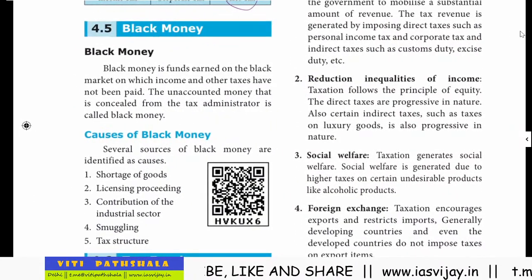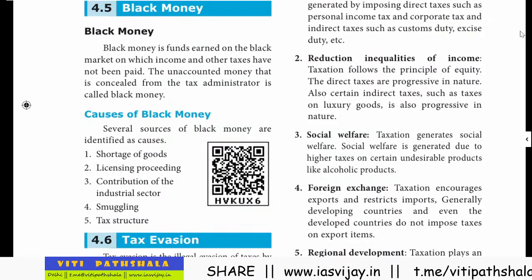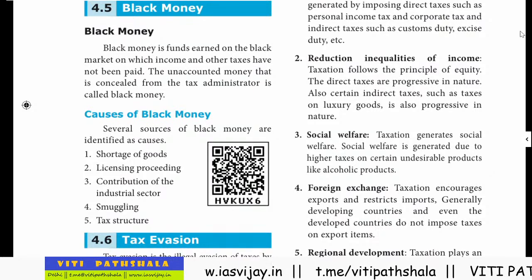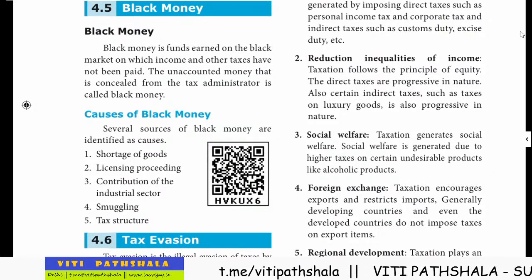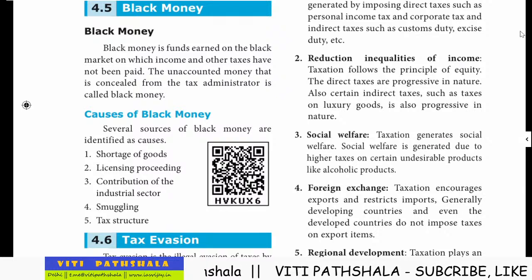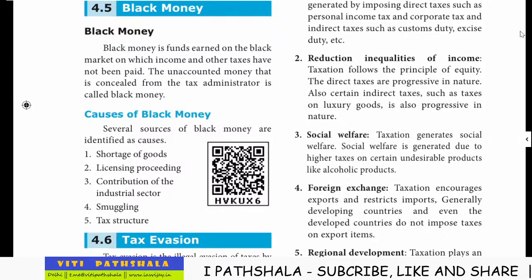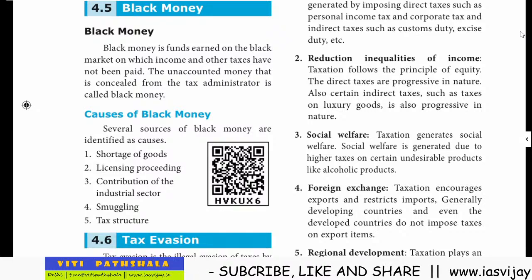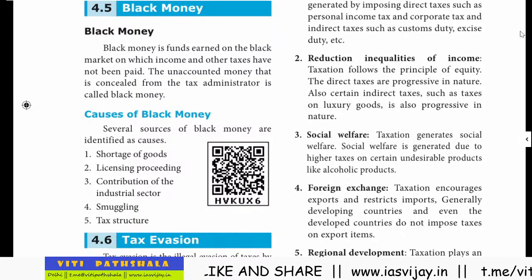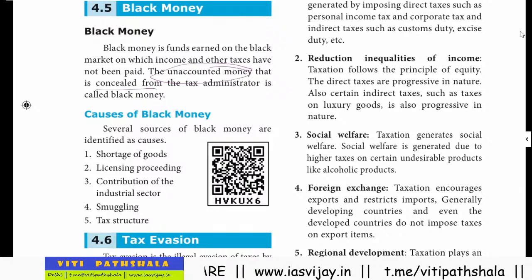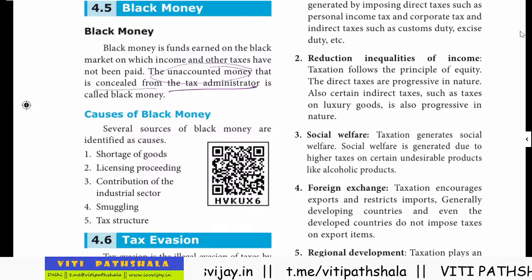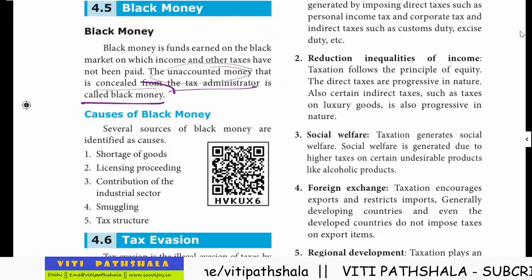Next topic, black money. Black money is the fund earned on the black market on which income and other taxes have not been paid. So simply, what is black money? It is money on which you have not paid tax or that you have not declared to the government. The unaccounted money that is concealed from the tax administrator is called black money.